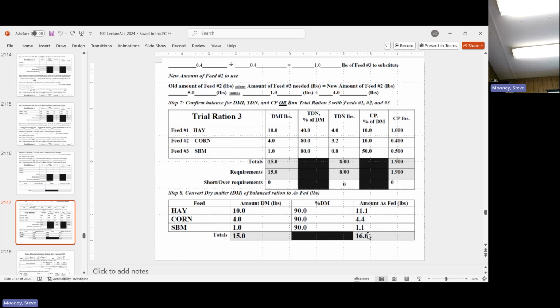We divide. What do we always know about our as fed numbers? Always bigger because we've added water back. So this divided by this. So 10 divided by 0.9, 4 divided by 0.9, 1 divided by 0.9 is going to give us these totals. This is what we have to put down in front of that heifer on an as-fed basis to keep her growing at 1.5 pounds a day.